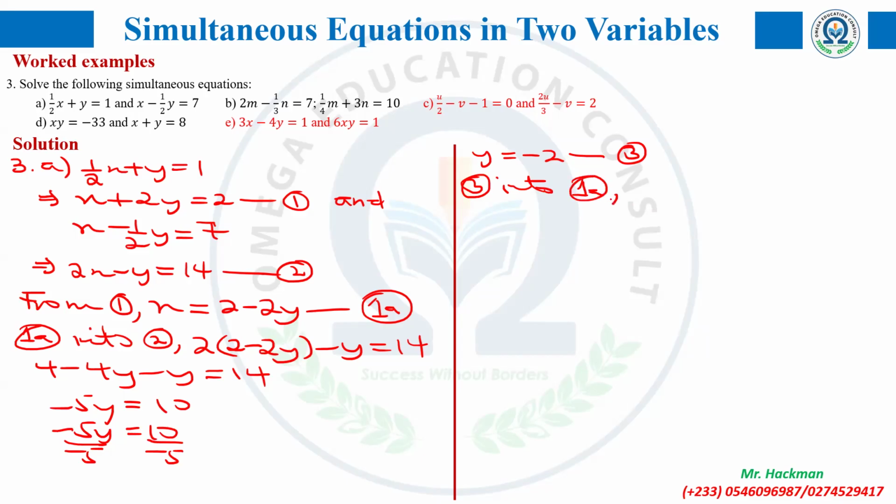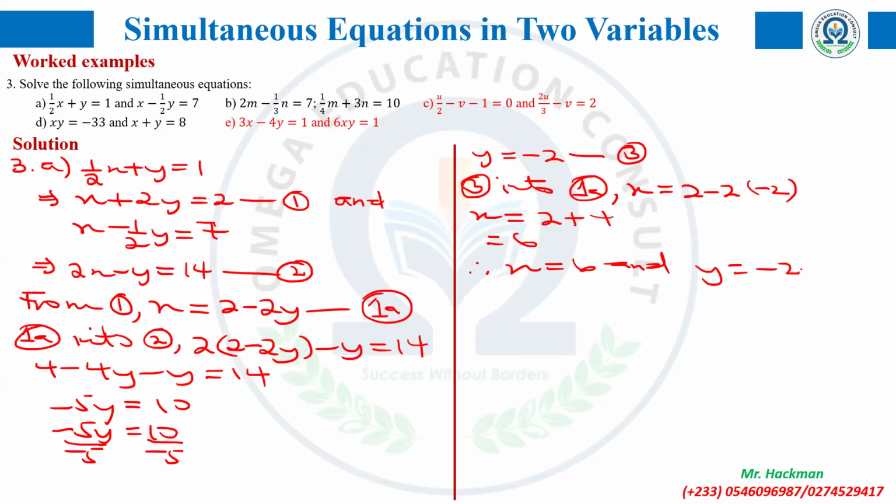Comma, always too short. So wherever I see y here, I put negative 2 there. So x will be equal to 2 minus 2 into negative 2, which will give us x to be equal to 2 plus 4, which will give us what? Positive 6. So I now draw my conclusion. Therefore, x is equal to 6, and y is equal to what? Negative 2. Point well made, my professors.